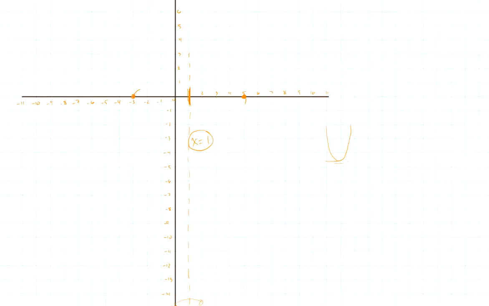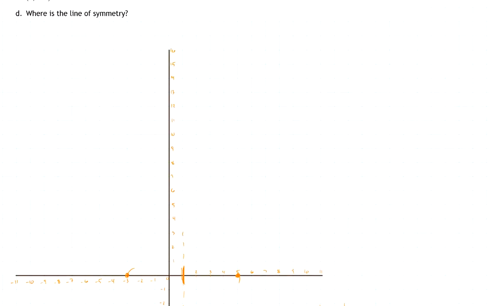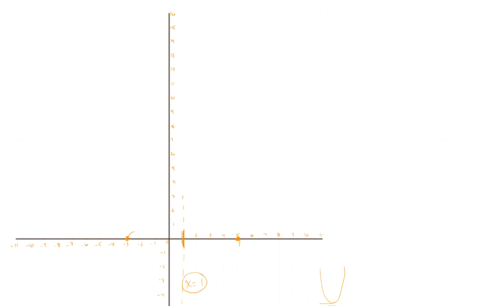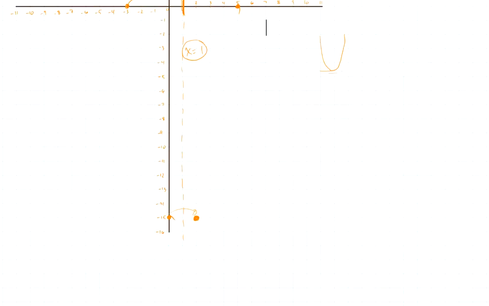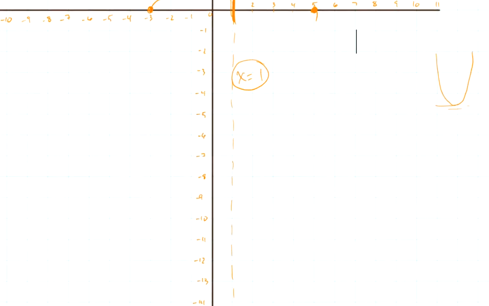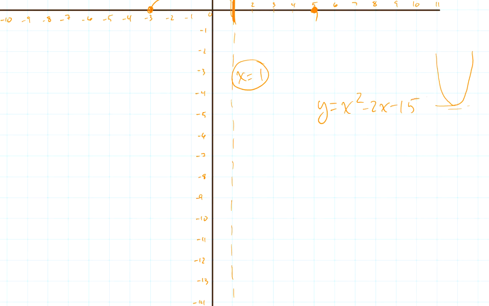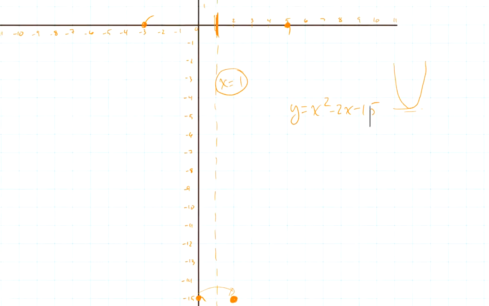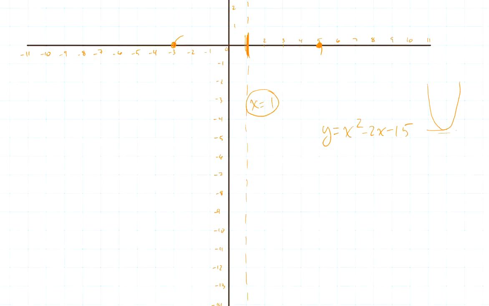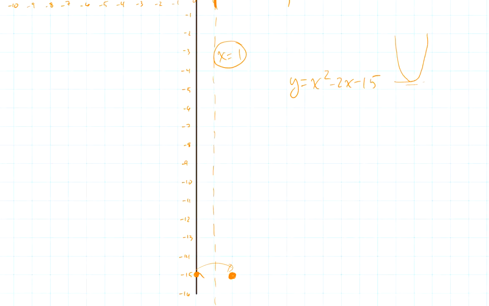And to do that, I do need to know what the rule is, but they told me the rule is x squared minus 2x minus 15. So this rule is y equals x squared minus 2x minus 15. And in order to figure out what y is for this minimum point, I'm going to very simply take the x value that I have, and I'm going to plug it into this function.